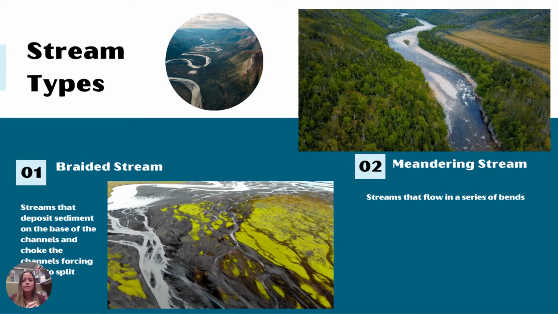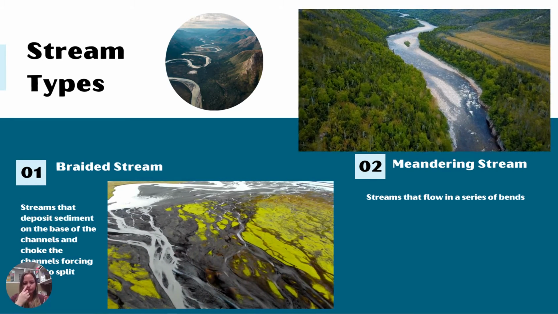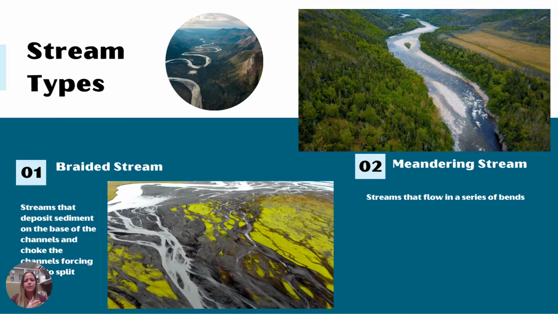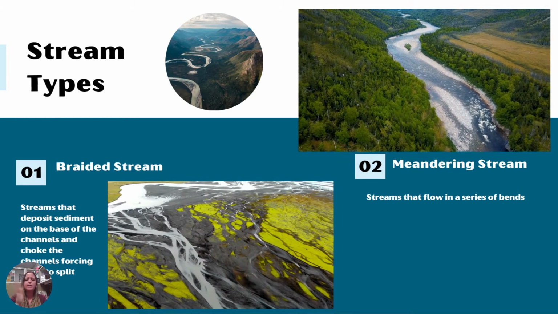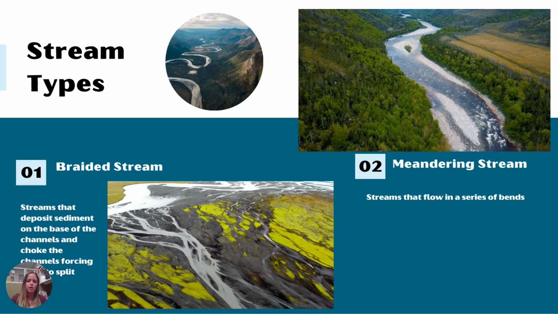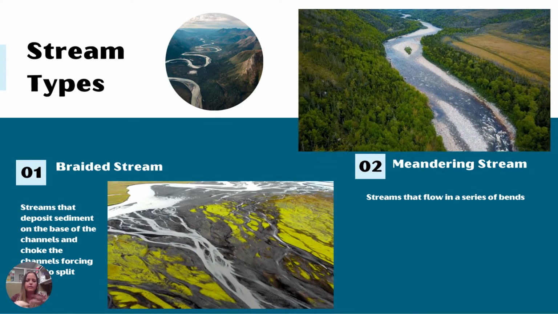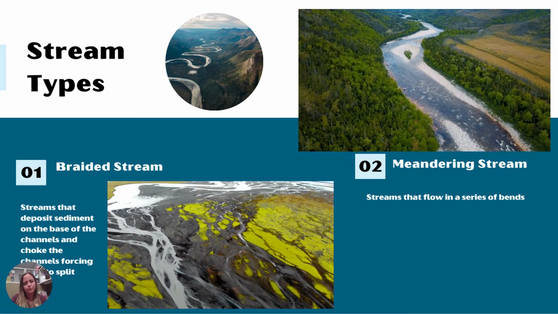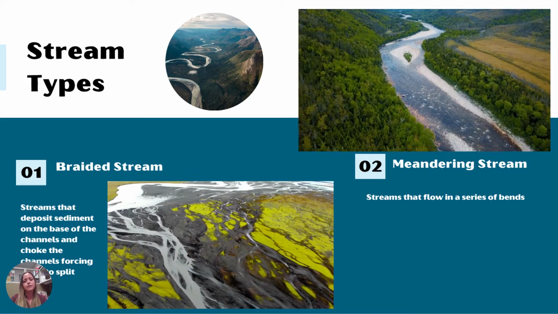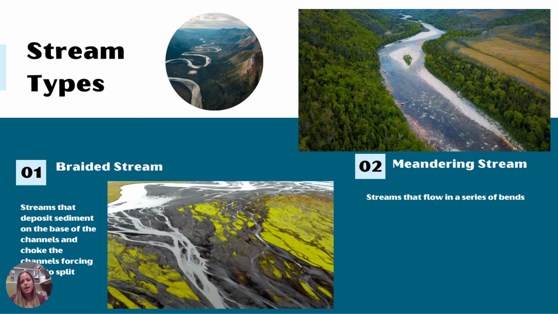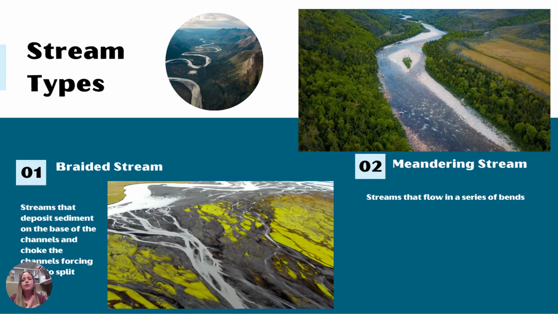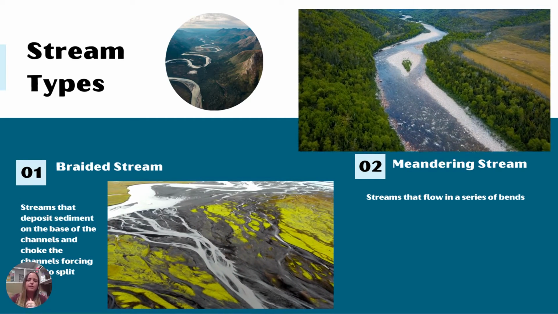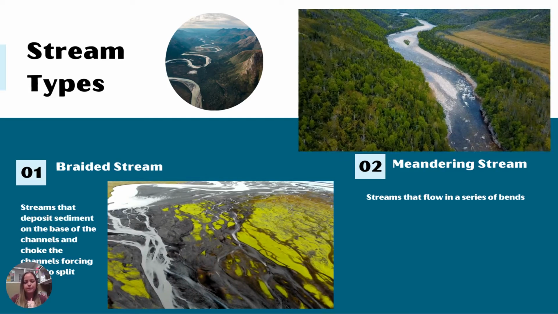And a lot of times this is near a glacier. So where there's not a developed river system and a glacier is just melting and there's just water running off, we see a lot of different channels that the water is finding in all of the sediment that the glacier is also leaving behind. And then with meandering streams, these are streams that flow in a series of bends just back and forth through the landscape.